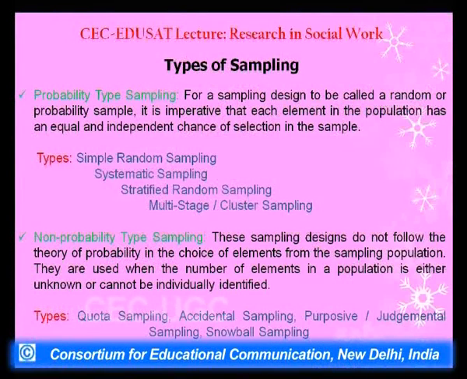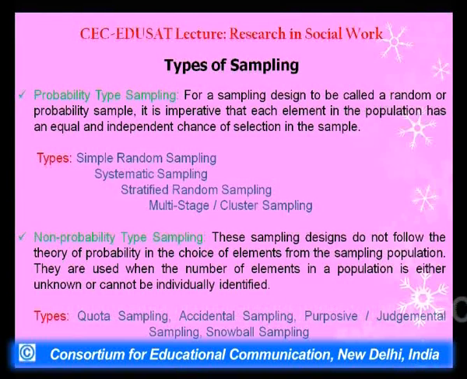Types of sampling: in social research and in social work research, we rely more on non-probability sampling. You all know that there are two categories or types of sampling. One is of course probability sampling, and the other is non-probability sampling, and both of them are relied upon in social research and social work research. For a sampling design to be called random or probability sampling, each element of the sample should have an equal and independent chance of being selected, right?